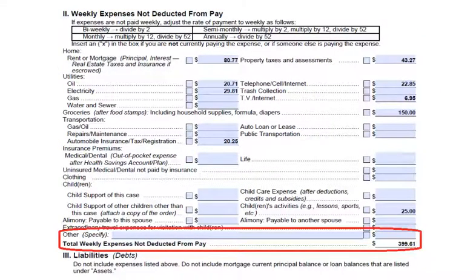For expenses you have that are not listed on the form, enter what they are on the line labeled Other and enter the total weekly amount for the expense. These could include condo fees, pet expenses, or religious donations. Add up all the expenses you have indicated in this section. At the very end of section 2, on the line labeled Total Weekly Expenses Not Deducted from Pay, enter this total on the line provided, or allow the automated form to do it for you.